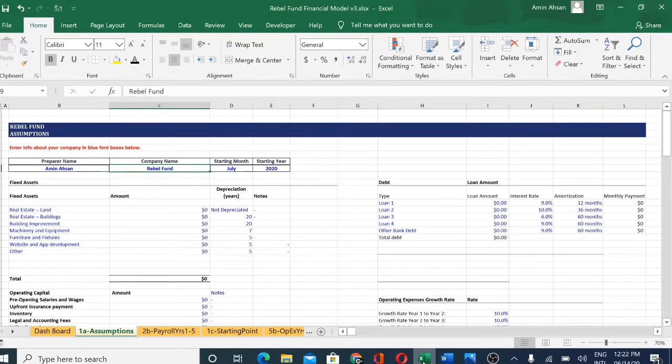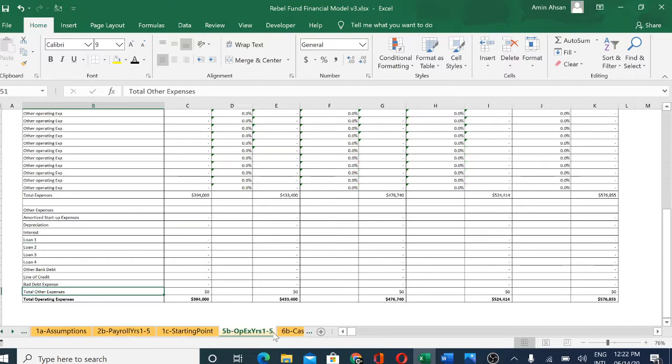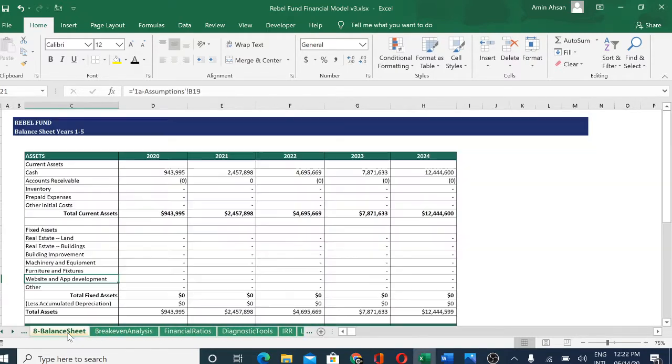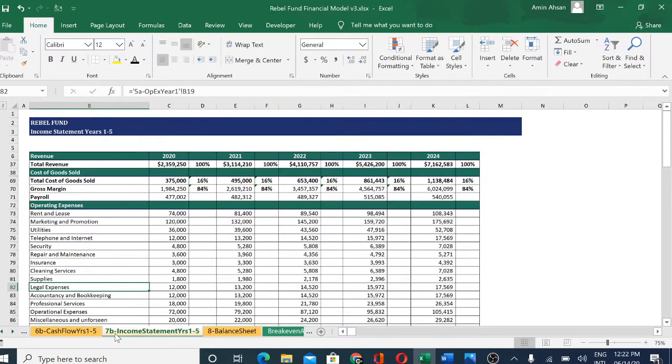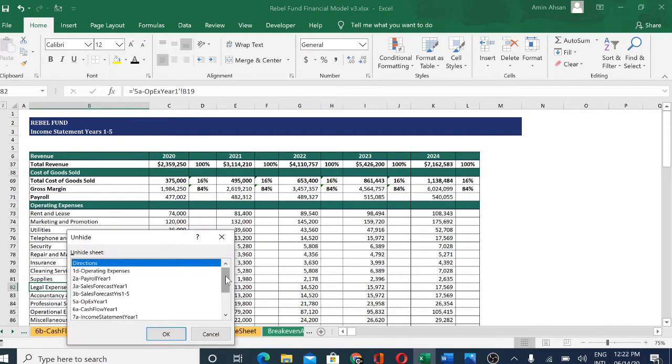Hello, how are you? I'm recording this video to explain how to use this financial model I have created for you. First of all, in this Excel workbook, you can see a lot of sheets which are open and not hidden, and you can also see that there are other sheets which are hidden.